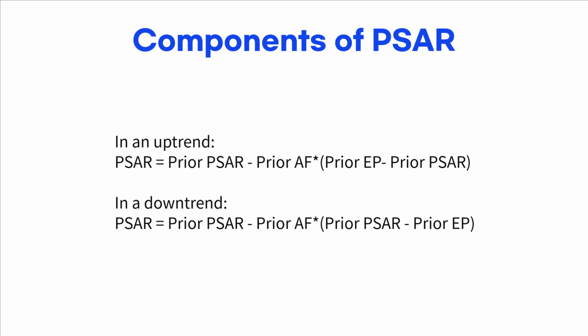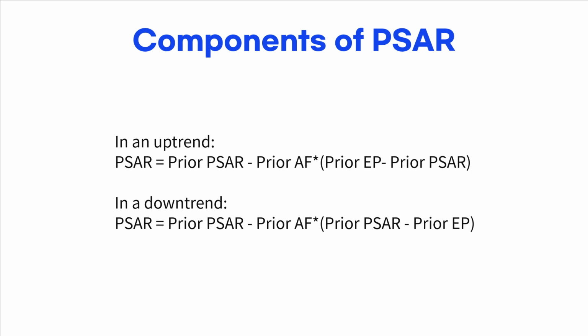Recall that the PSAR is a trailing stop-based system. In other words, it uses a trailing stop level which follows prices as it continues moving upwards or downwards. This stop level increases the speed based on an acceleration factor. This acceleration factor, AF, is a constant of 0.02 and increases by 0.02 each time a new extreme point is reached, with a maximum of 0.20.